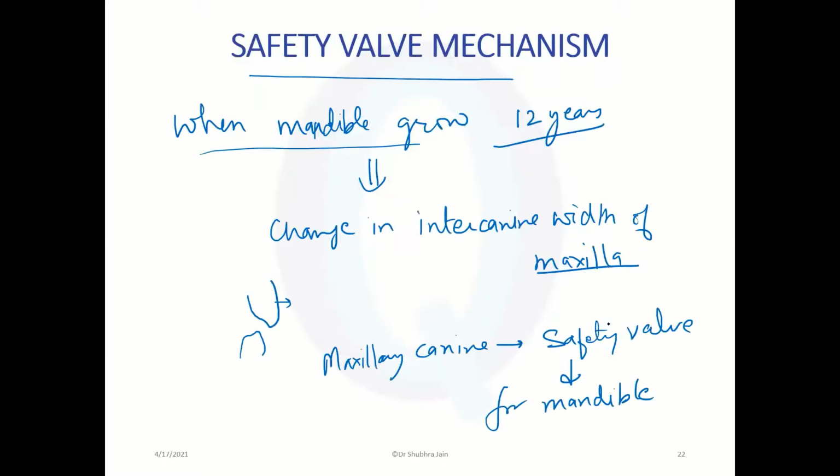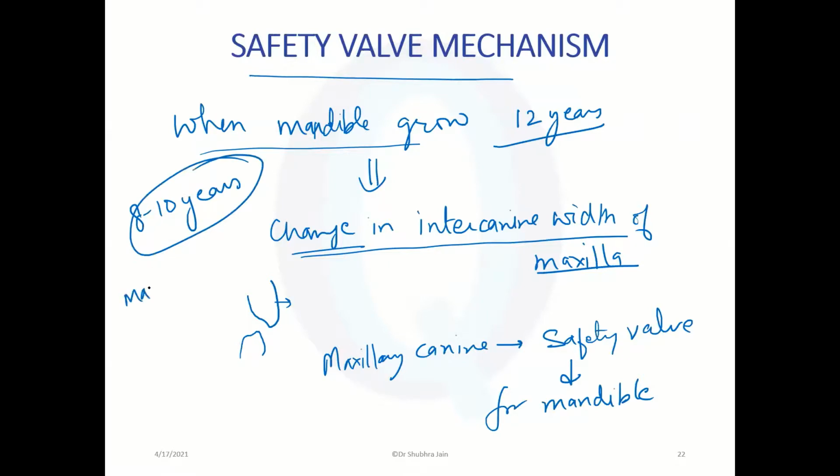Now please repeat the safety wall. The safety wall mechanism is when there is a change in the intercanine width of the maxilla to help guide the growth of the mandible. The mandible is contained within the maxilla, but the maxilla completes its growth by 8 to 10 years, while the growth of the mandible is complete usually by 11 to 13 in girls and 12 to 15 in boys. So mandibular growth is still remaining even when maxillary growth is complete.